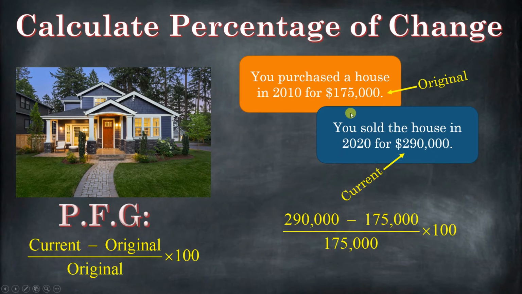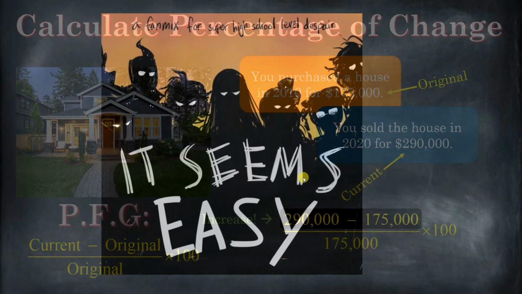So the original was $175,000. The new is $290,000. So plugging that into our formula, it's 290 minus 175, divided by 175, and of course times 100. Now, as we said, it's increasing because the current price is more than the original price. So that's an increase, right? So all you've got to do is plug these numbers in, do the math, boom, you're done.